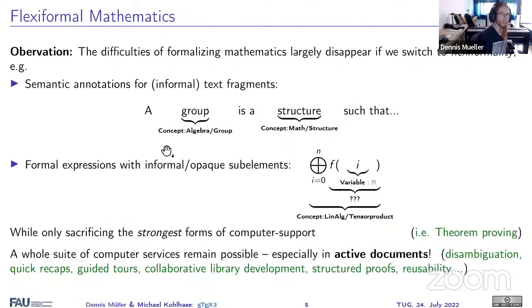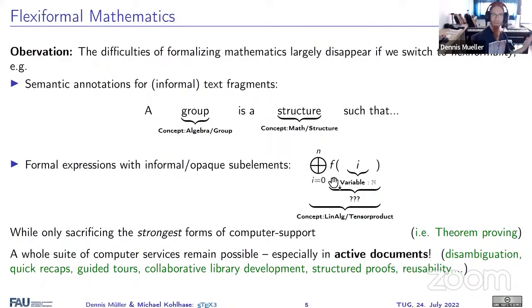So having said all that, notably, a lot of these difficulties with formal mathematics disappear if we just relax the requirements a bit. If we don't insist that everything has to be fully formal and fully verifiable by a computer, you still get a lot out of it if you just do things like only semantically annotate some words, for example, right? So here's a statement: a group is a structure such that... if you just semantically annotate what you exactly mean by the word group here, or what you mean by the word structure here, with some unambiguous concept declared somewhere, you can already do a lot of funky stuff, which I'm going to show you later.